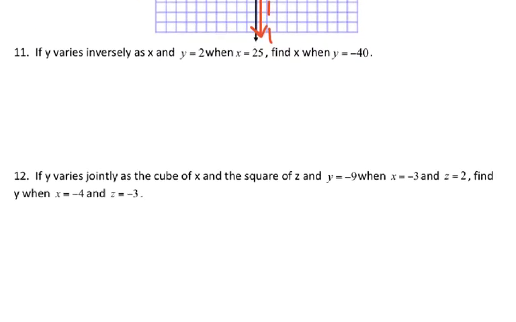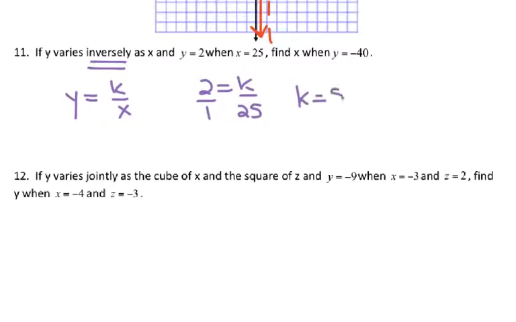Number 11. If y varies inversely with x and y equals 2 when x equals 25, find x when y equals negative 40. We have an algebraic way of doing this. I'm going to do it that way. Some of you can reason this out, and that's fine with me. The key word here is inversely, and the equation for inverse variation was y equals k over x. So if you know that y is 2 when x is 25, you can solve that for k, called the constant of proportionality. It's just a proportion. k is 50. So the equation is y equals 50 over x.